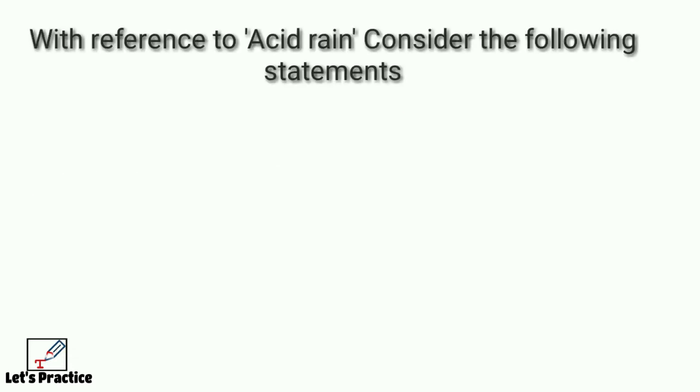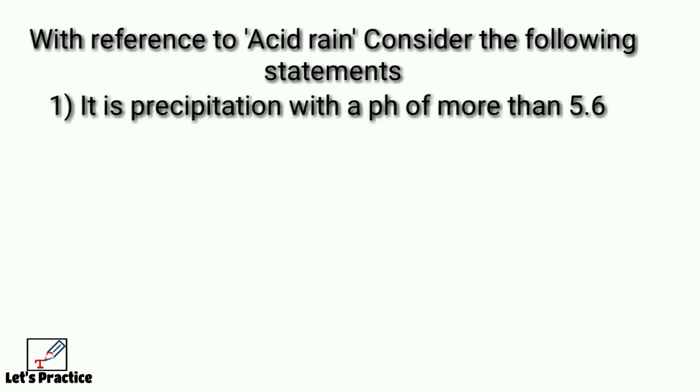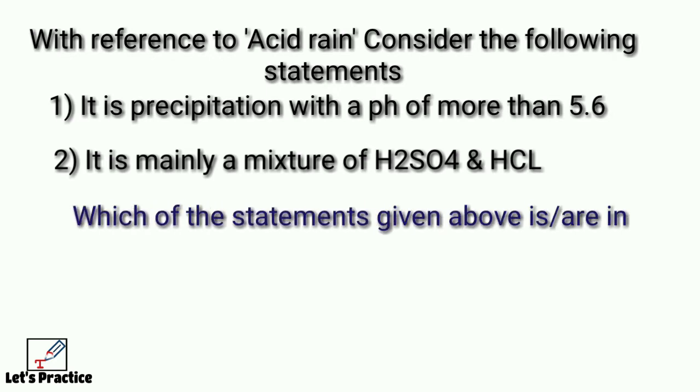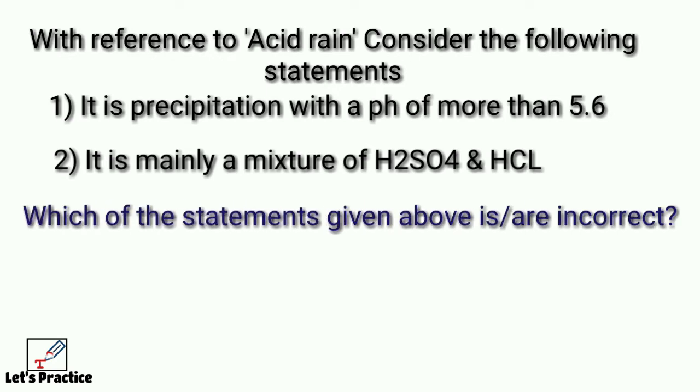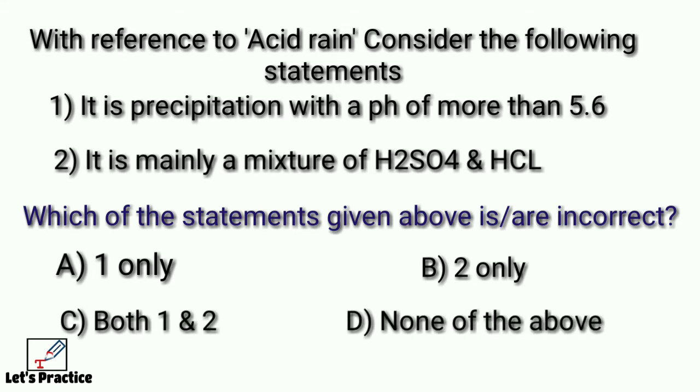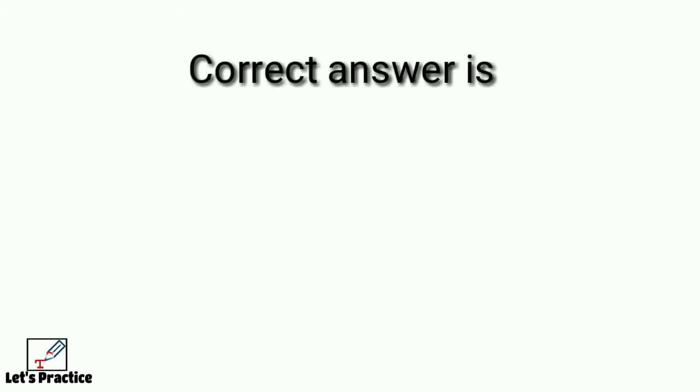With reference to acid rain, consider the following statements. 1. It is precipitation with a pH of more than 5.6. 2. It is mainly a mixture of H2SO4 and HCl. Which of the statements given above is or are incorrect? Option A, 1 only. Option B, 2 only. Option C, both 1 and 2. Option D, none of the above. Correct answer is option C.